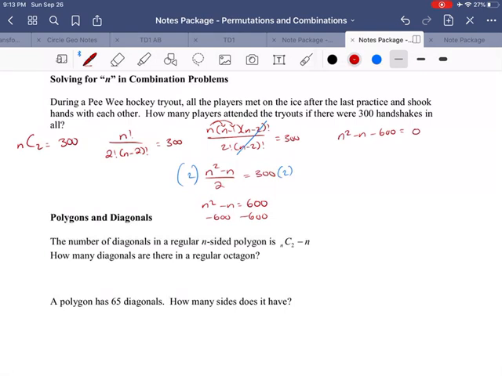Now we can factor this, and if you factor it, you get n minus 25, n plus 24 equals 0. So our solutions are n equals 25 or n equals negative 24. Well, we can't have a negative factorial if you were to put negative 24 factorial in there. So we must eliminate that answer and be left with, there must be 25 kids.